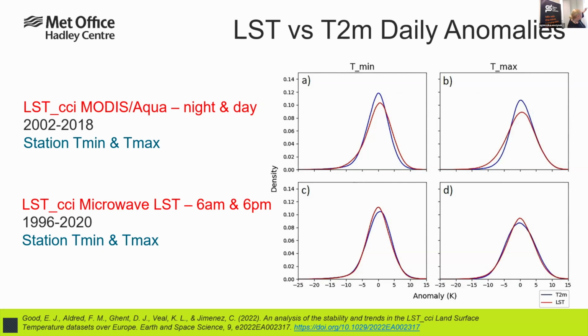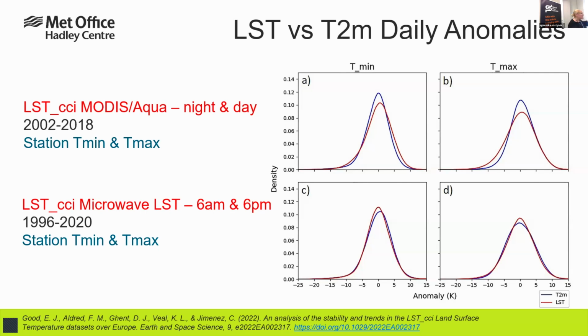The top two on the left is minimum temperature, on the right is max. The top two plots show the LST CCI data set, which you'll hear from in a minute from Mike, for MODIS Aqua. And we can see that there's quite good alignment between those two distributions. So the red is the LST and the blue are the station anomalies. And then the bottom two plots show the same, another LST CCI data set, but this time based on microwave LST, which is at about 6 a.m. and 6 p.m. And we were quite surprised to see how well these anomalies line up.